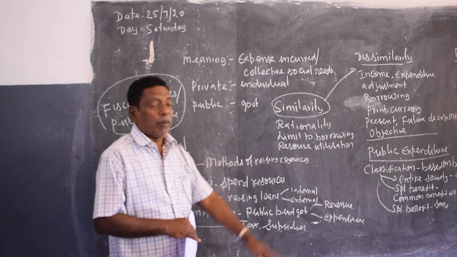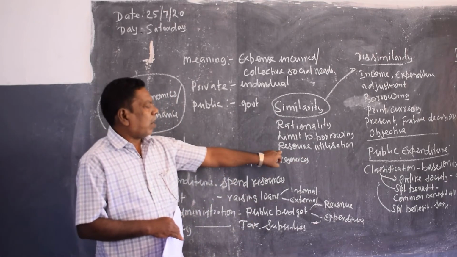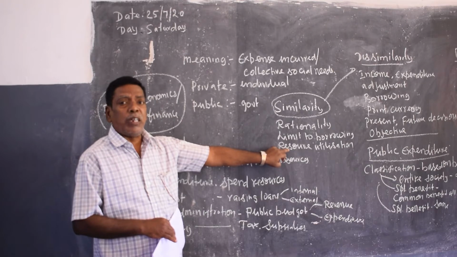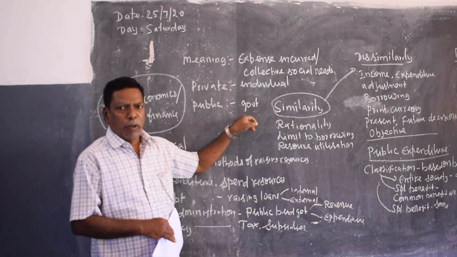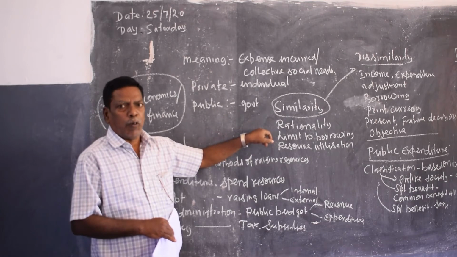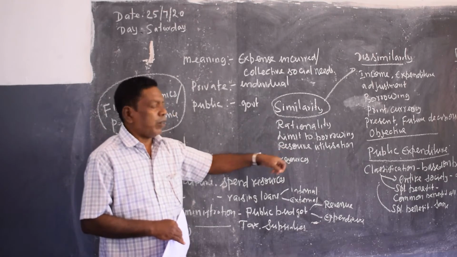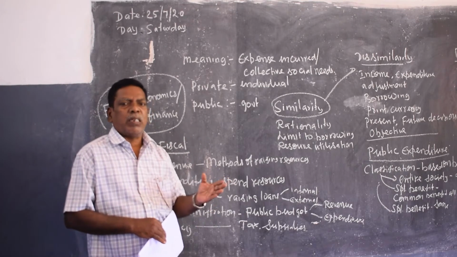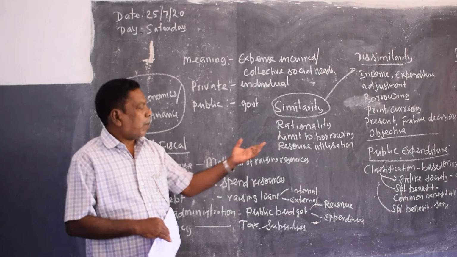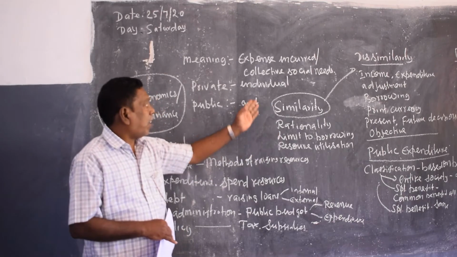And on resource utilization, the available resources they have to use with a profit motive by private and a service motive by public. So the available fund, they have to provide the maximum amount of happiness, welfare and well-being upon the people. So these are the similarities, both are.